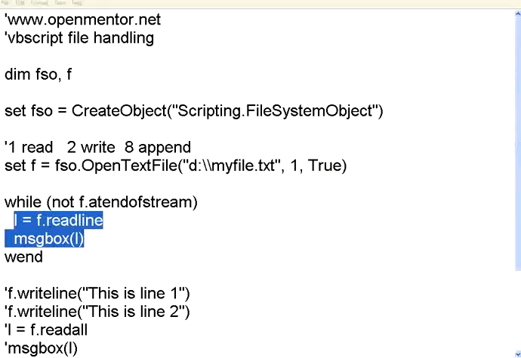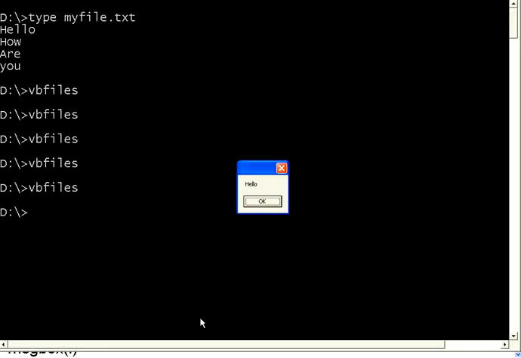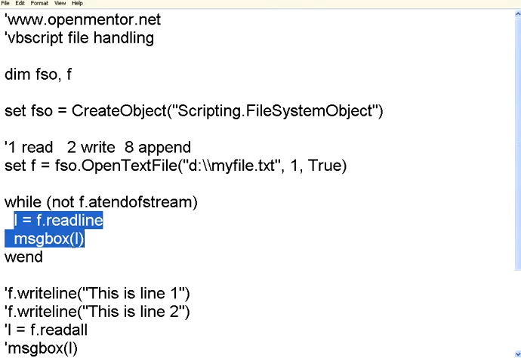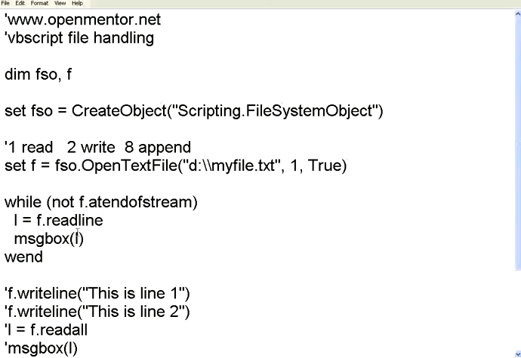Let us execute this one. Now you see, first line is hello, second read line reads how or you. 4 lines are read one after the other in this loop. The moment it goes for the 5th line, this f.atEndOfStream will become true because you have reached the end of file. So not of true will become false, so the while loop exits.